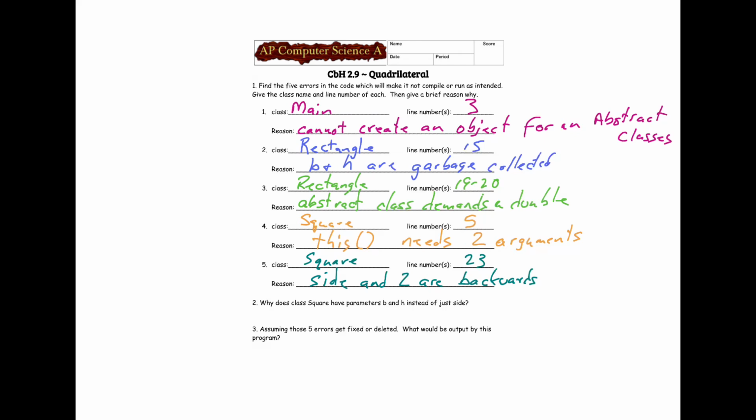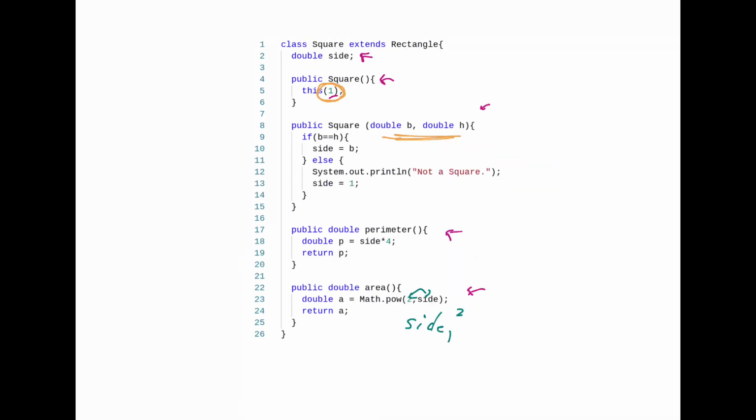So first question I have for you, question number 2: why does class Square have parameters b and h instead of just side? If we look at the mistake that we made here, it makes sense that a square would just have 1 parameter instead of 2, right? Because all the sides on a square are identical. So why do we need to have 2? Why do we need to have that b and that h?